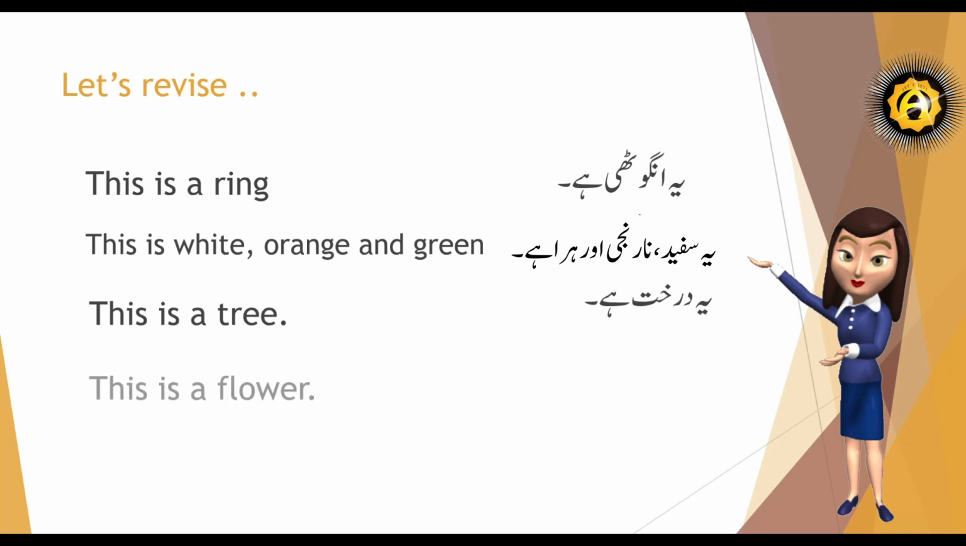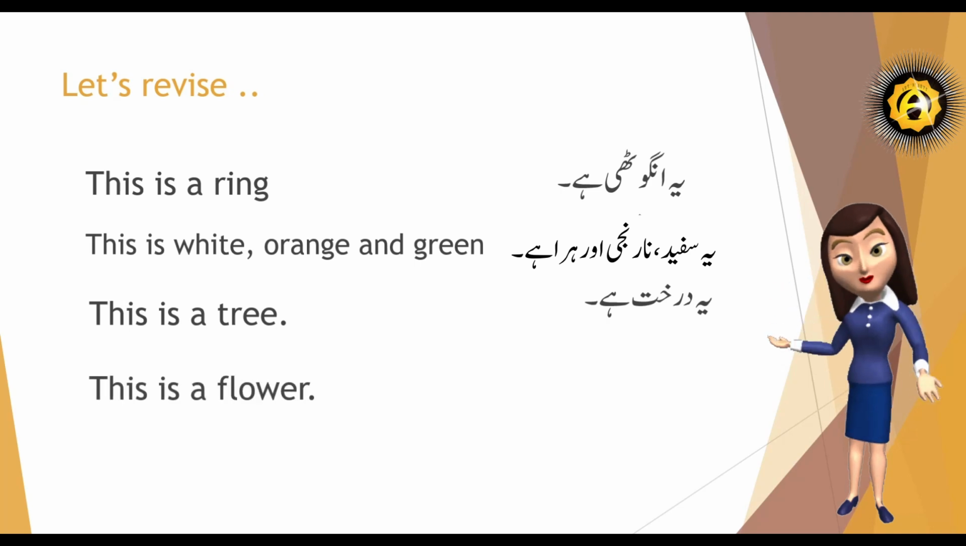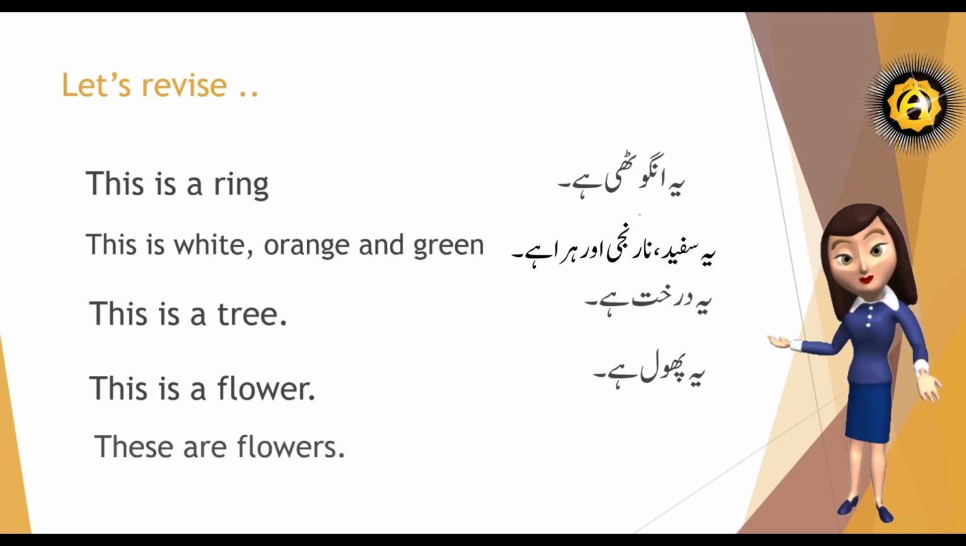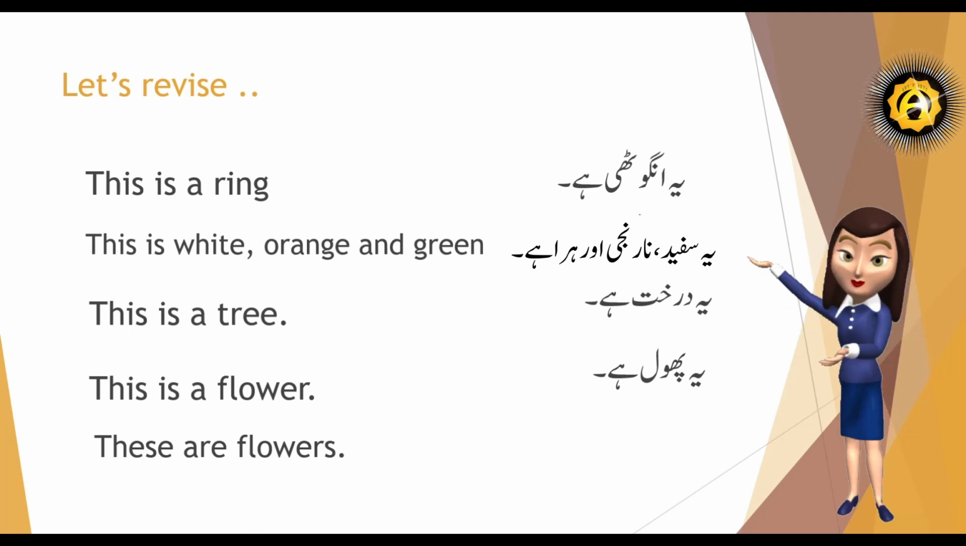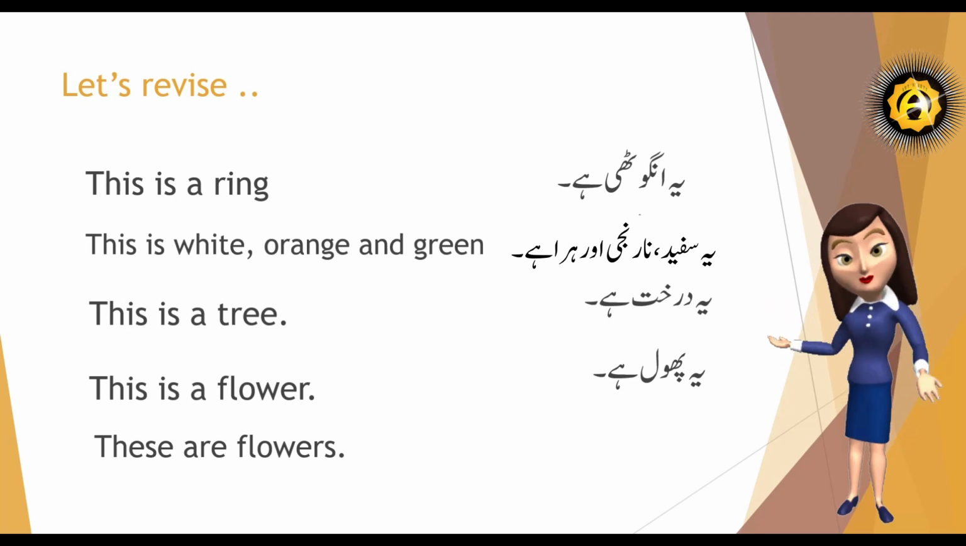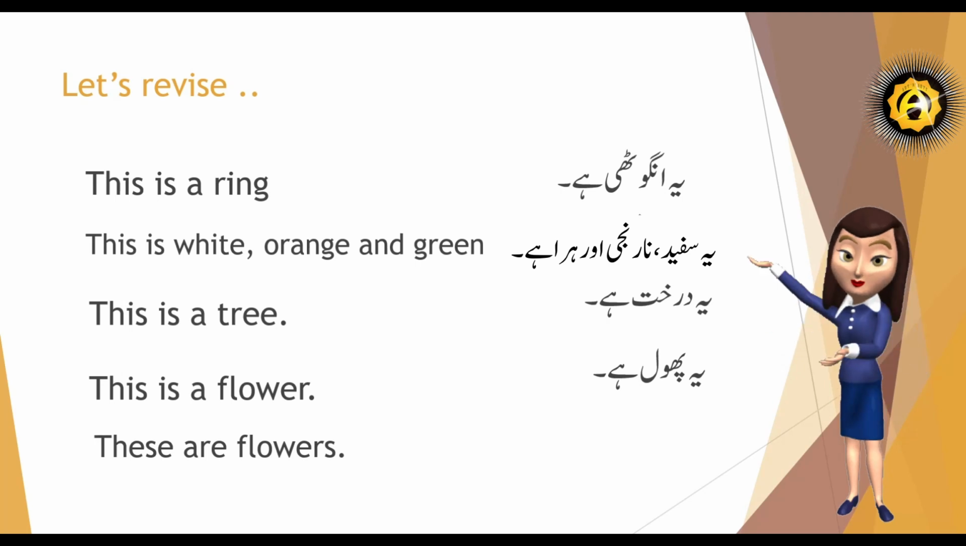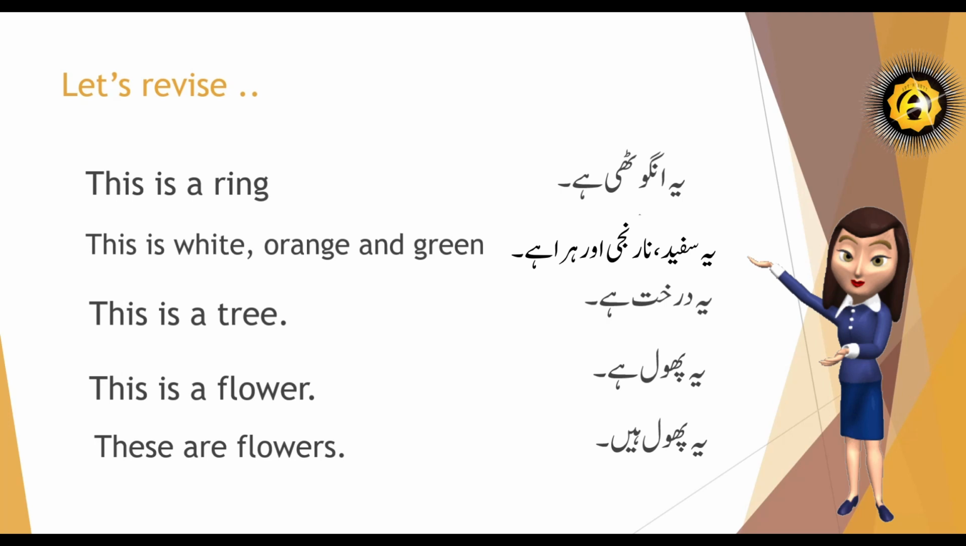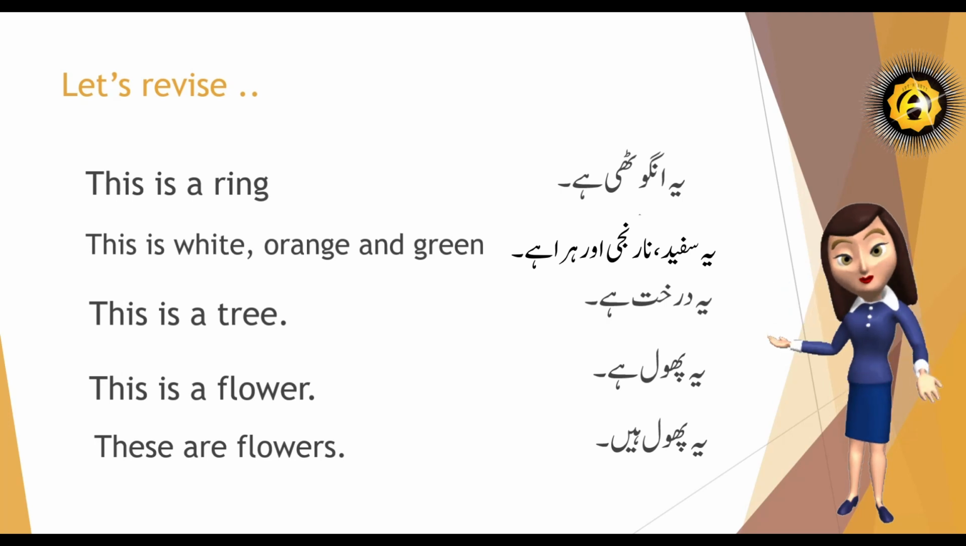Then in English we say, this is a flower. And in Urdu it is, ye phool hai. If we are talking about more than one flower or more than one tree or more than one ring, then how are we going to say that in Urdu? Well, for example, we are talking about more than one flower, we say, these are flowers. And in Urdu it is ये फूल हैं. So for more than one things, we say हैं.